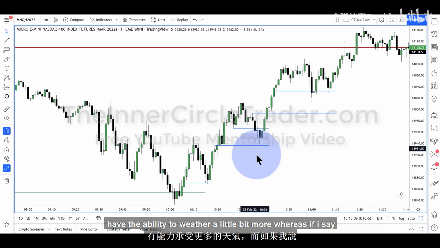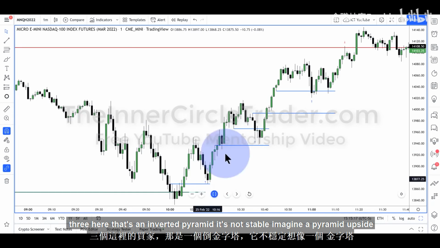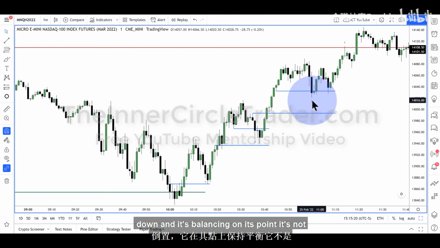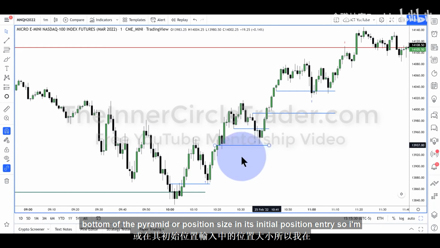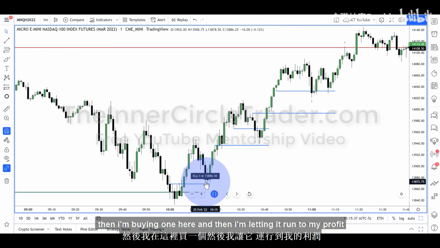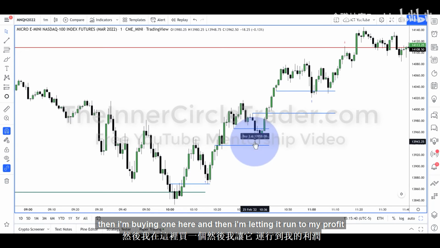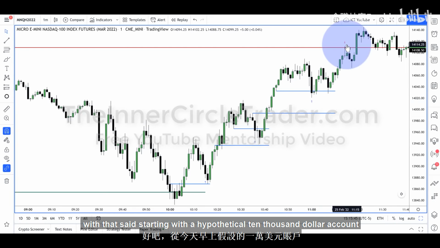So even if it starts to retrace too deep on me, I have the ability to weather a little bit more. Whereas if I say I want to be a buyer of 1 here, 2 here, 3 here, that's an inverted pyramid. It's not stable. Imagine a pyramid upside down, balancing on its point. It's not a solid foundation. It's wobbly. So I'm building the biggest base at the bottom of the pyramid, or position size. It's the initial position entry. So I'm buying 3 here. Then I'm buying 2 here. Then I'm buying 1 here. And then I'm letting it run to my profit objective.